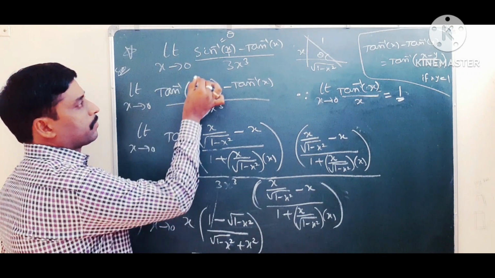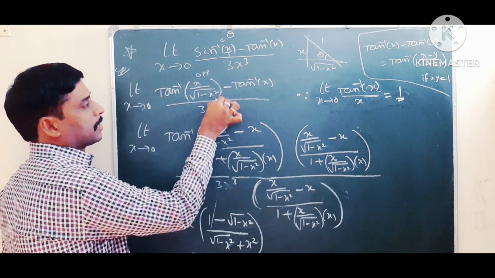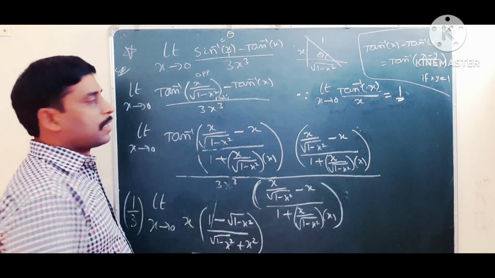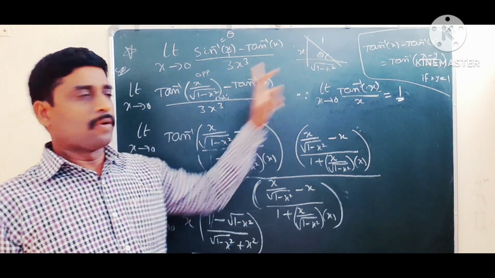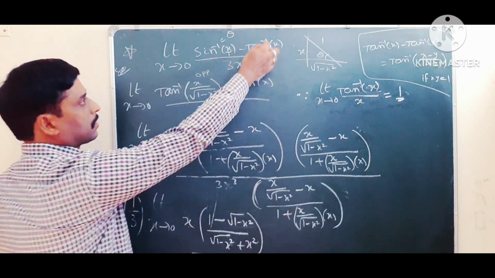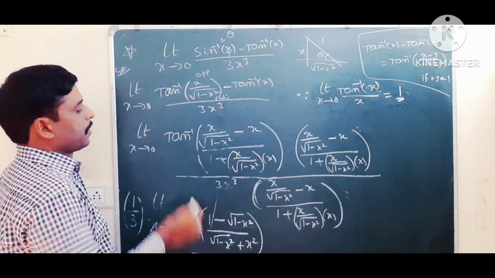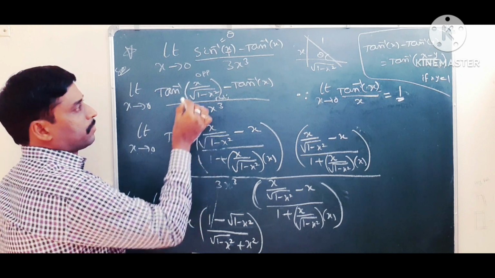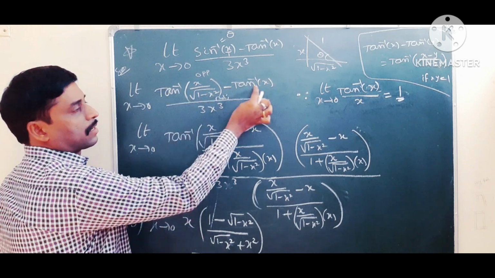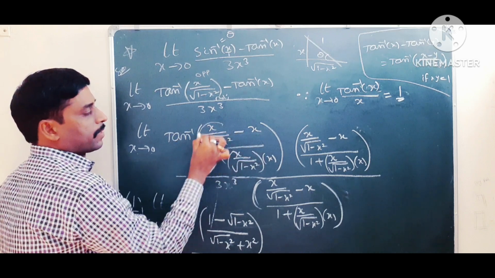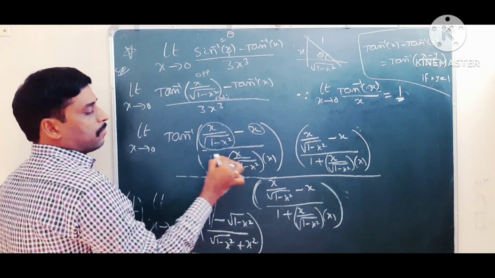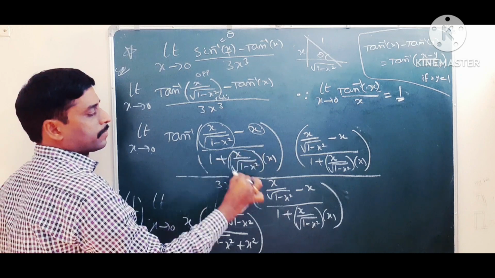Tan inverse of, what is the formula? Opposite side by adjacent side. So tan inverse of, what is the opposite side here? x. The adjacent side is root 1 minus x square. So minus tan inverse x, in the denominator write 3x cube. So limit x tends to 0. We have the formula tan inverse of x minus tan inverse y. According to that formula, write tan inverse of (x minus y) by 1 plus xy.